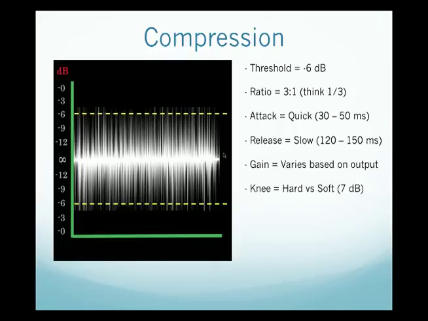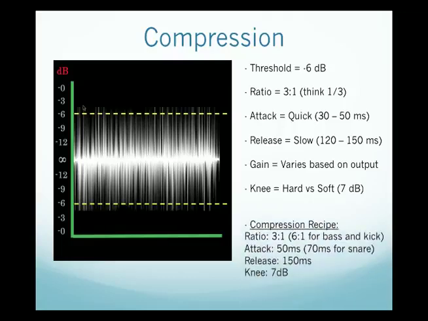The knee, we usually hear about the knee as being hard versus soft. So once the threshold is exceeded and that ratio kicks in, that's basically going to turn down the volume of whatever is beyond the threshold. The knee basically says, how quickly does that full ratio happen? Does it immediately get dropped to 3 to 1, or 1/3 of its volume, and that would be a hard ratio, or does it kind of gradually drop that ratio to 3 to 1, which would be a soft ratio? And we can usually use somewhat of a softer knee, and in the Pro Tools compressor, we could use a factor of 7 decibels on that knee.